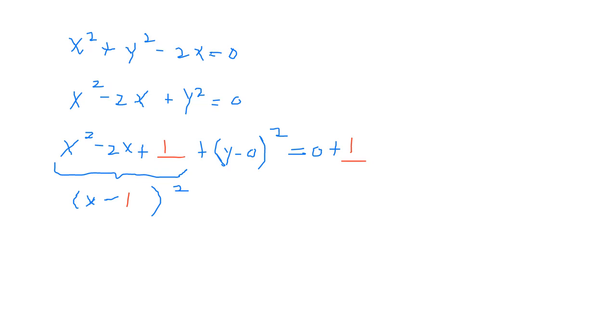And then I want to be a little bit careful. You add 1 to both sides, and then you're going to get x minus 1 quantity squared, plus y minus 0 quantity squared equals 1, which could be thought of as 1 squared. So that is the Cartesian equation for a circle centered at 1, 0 with radius 1.